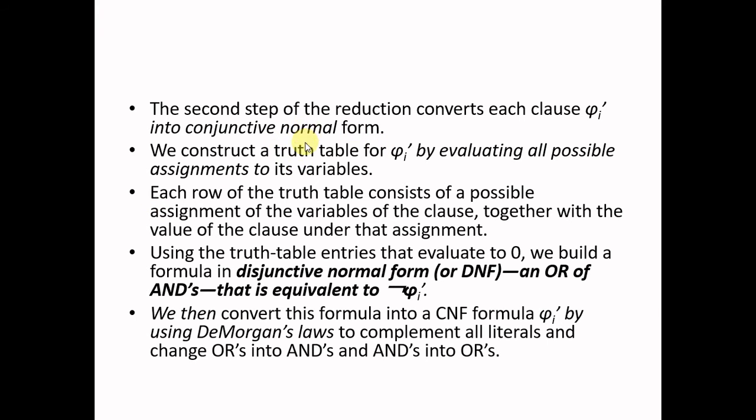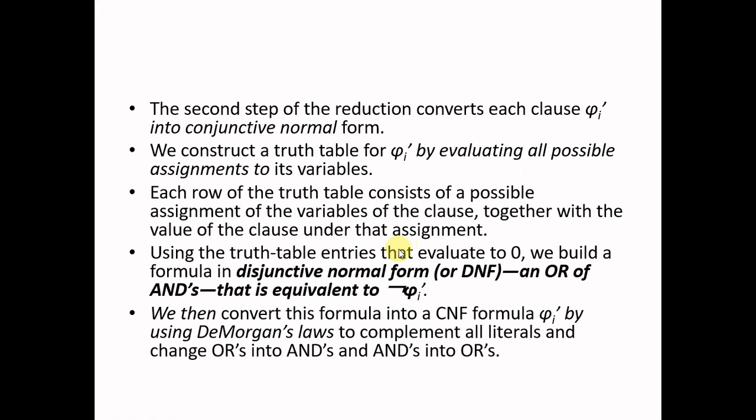Each row of the truth table consists of a possible assignment of the variables of the clause together with the value of the clause under that assignment. We then use the truth table entries that evaluate to 0.